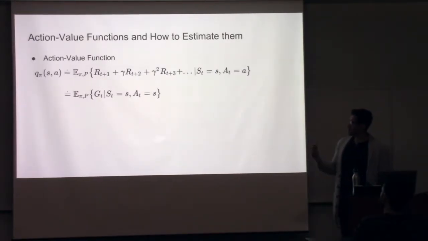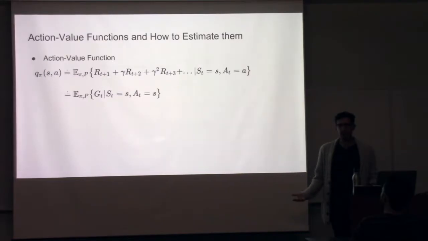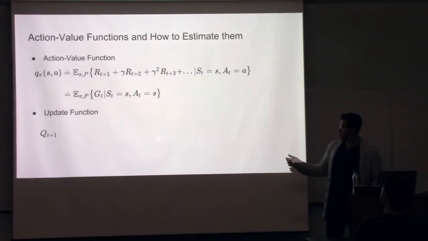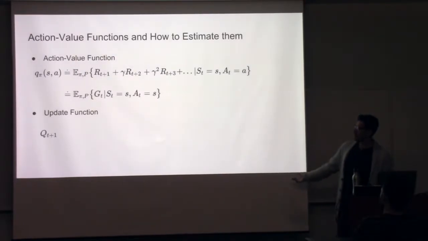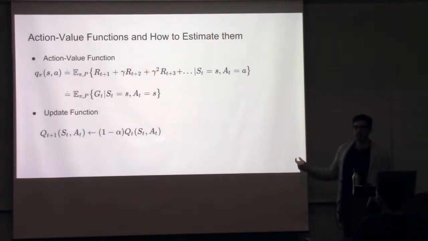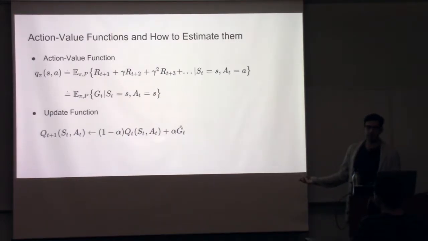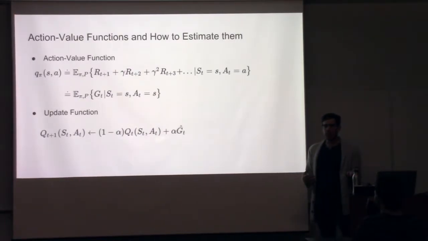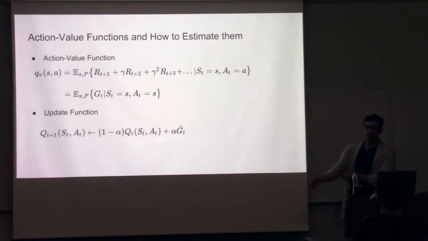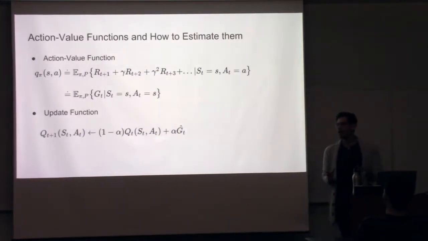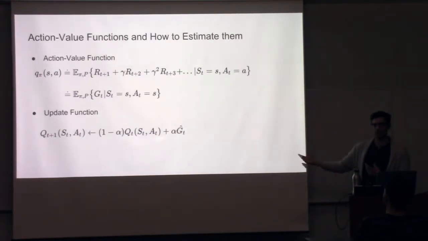Now, in order to estimate action value functions, we use temporal difference learning methods, which use update functions such as this one. Our new estimate of the action value function, q t plus 1, is going to be defined as 1 minus alpha times our old estimate plus some estimate of the return. Now, alpha here is just a learning rate parameter that controls how much learning is going to happen over time. And this quantity right here, g hat, is just the best guess that we have about how much reward we're going to get in the future.